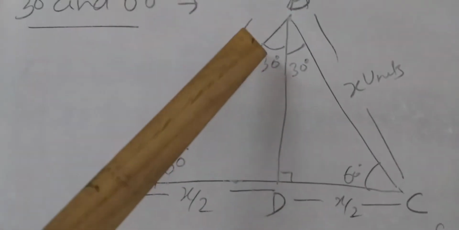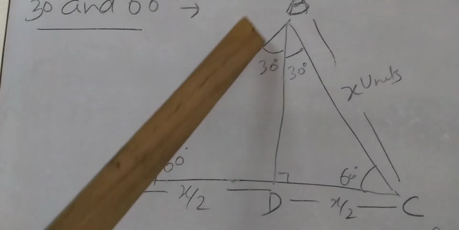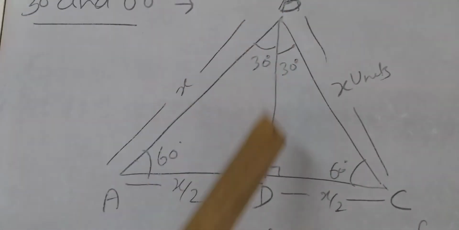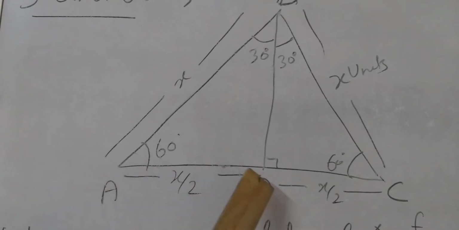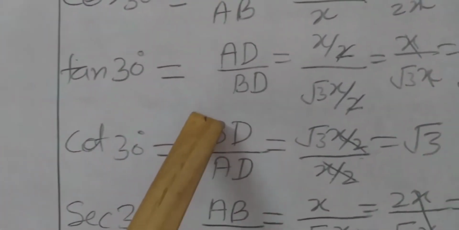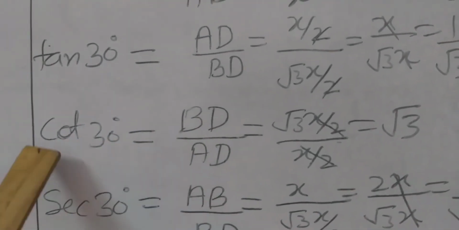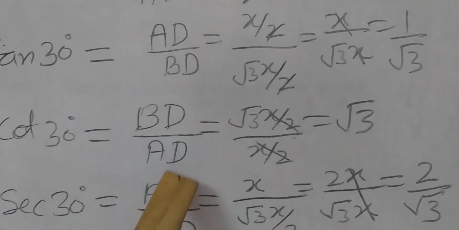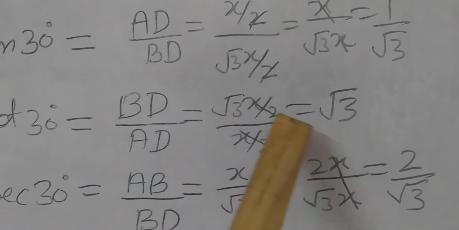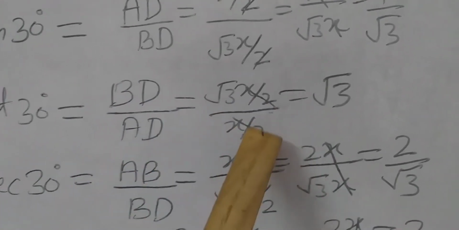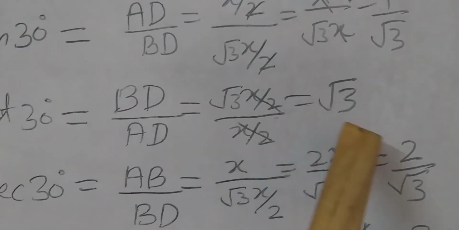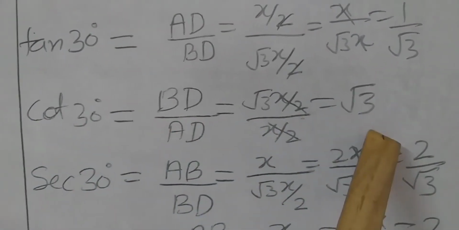Now students, for cot 30, cot theta equals B upon P. For 30 degree, the base is BD and the perpendicular is AD. So BD upon AD. BD value is root 3x by 2 and AD value is x by 2. The x by 2 cancels, giving root 3. Cot 30 value is root 3.